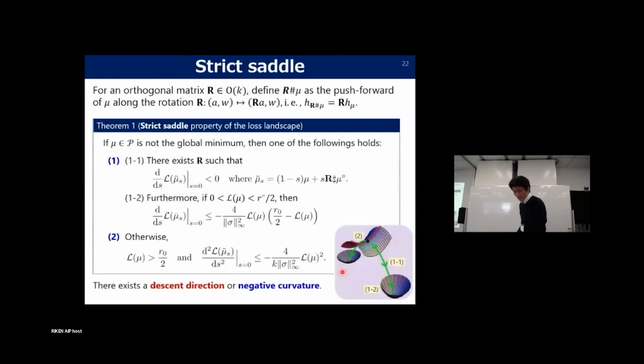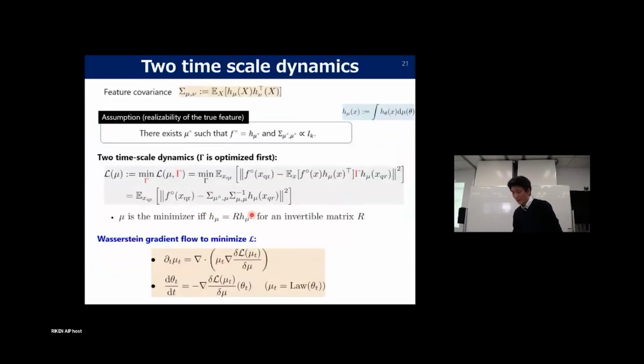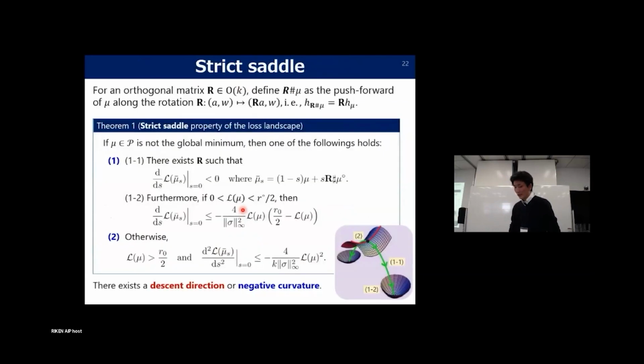This is our main theorem of this part. Even though the objective is highly non-convex with respect to the distribution mu, because it is more than quadratic in mu, we can say that the objective is something like a strict saddle. I mean, there are no spurious local minimum solutions. If there are critical points, there are some negative curvatures.